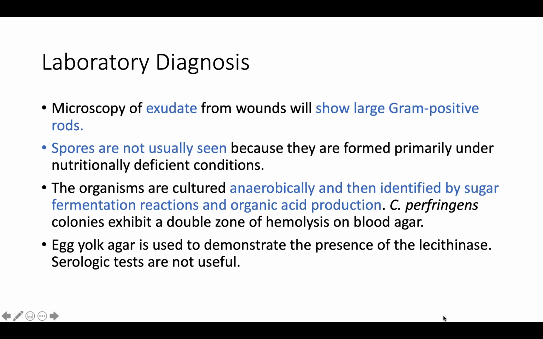So we were talking about the lab diagnosis for Clostridium perfringens. You can do microscopy of the exudates of the wound, because this is for the wound one. You can take this and do a Gram stain. You can see the large gram-positive rods.